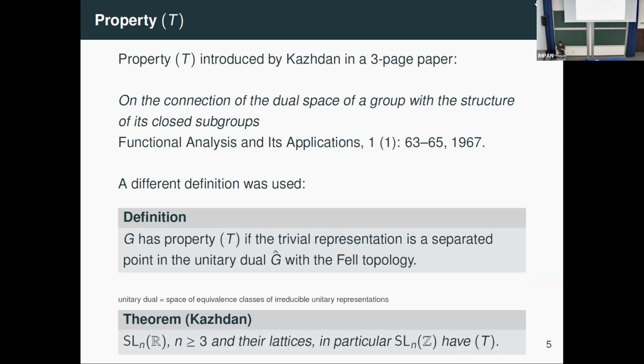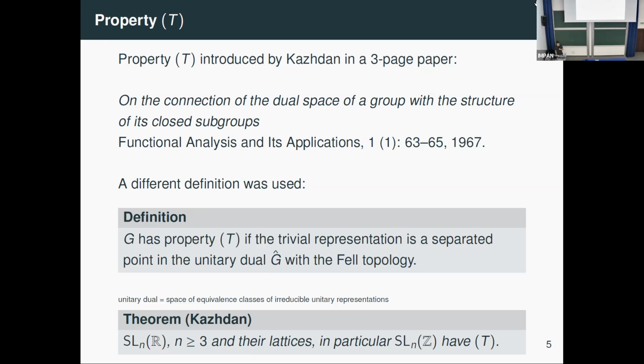So this property was introduced by Kazhdan. I'll give some examples shortly. Property T was introduced by Kazhdan in 1967, and originally he used a different definition, which is the following. He looked at the space which is called the unitary dual. This is the space of equivalence classes of irreducible unitary representations. There's a certain topology on it, which is called the Fell topology. And the property is defined in terms of the trivial representation being an isolated point.